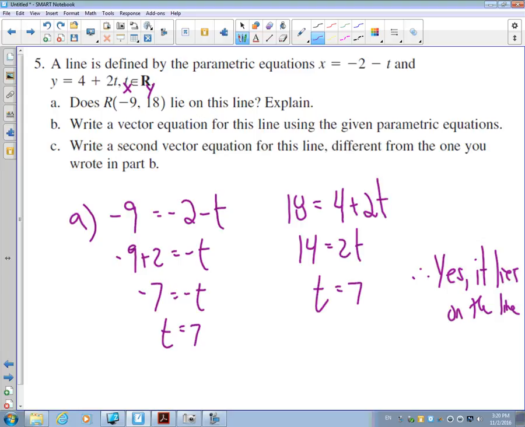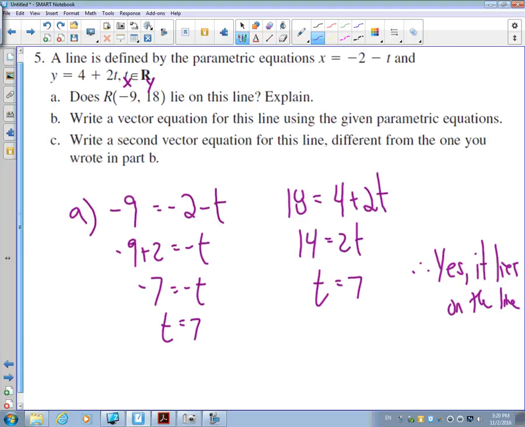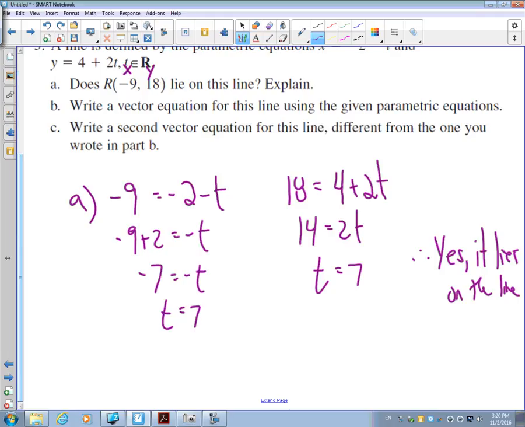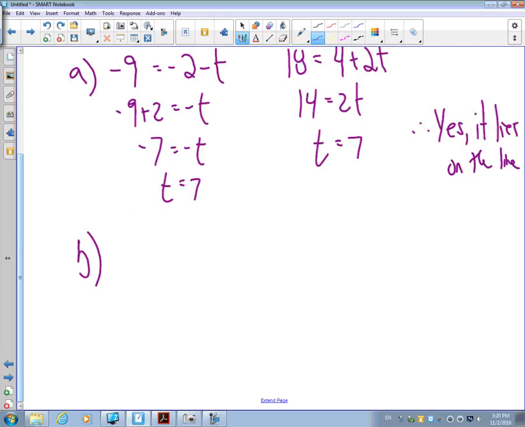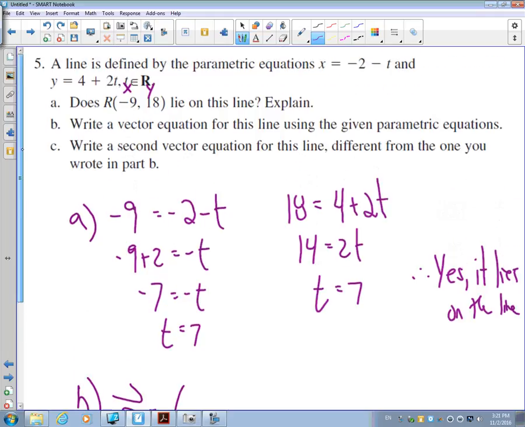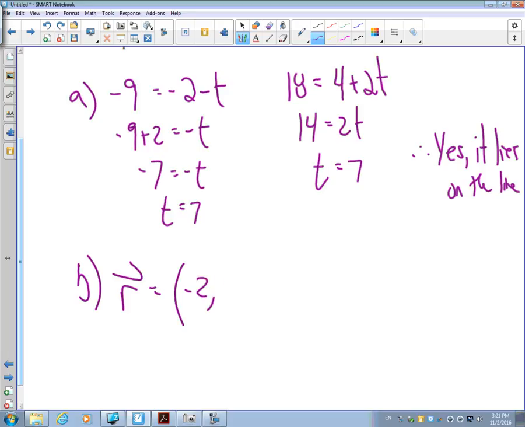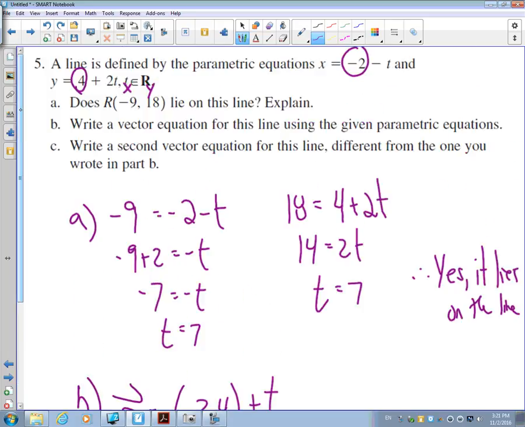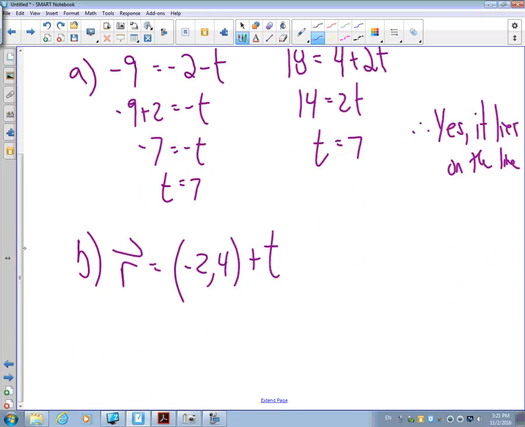Okay, part B, write a vector equation for this line using the given parametric equations. So we're going to take the information we were given and return to a vector equation. So our vector equation is, I need a point. Well, a starting point would be negative 2 for x and 4 for y. So negative 2 and 4. I need the direction of that. So I take my parameters, so negative 1 and 2, and there is your equation of your line.